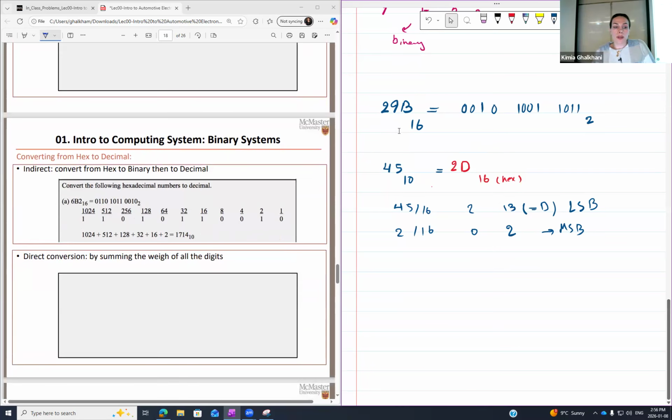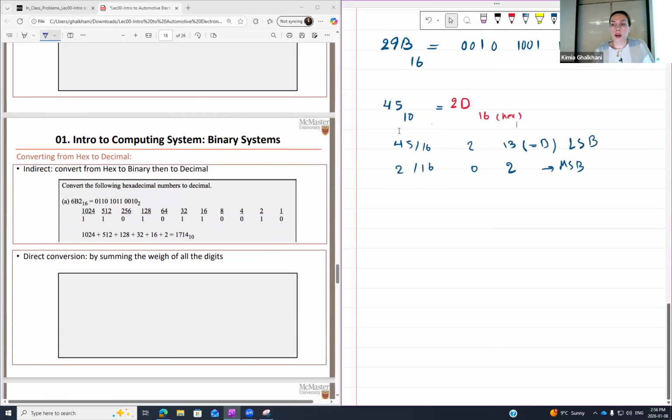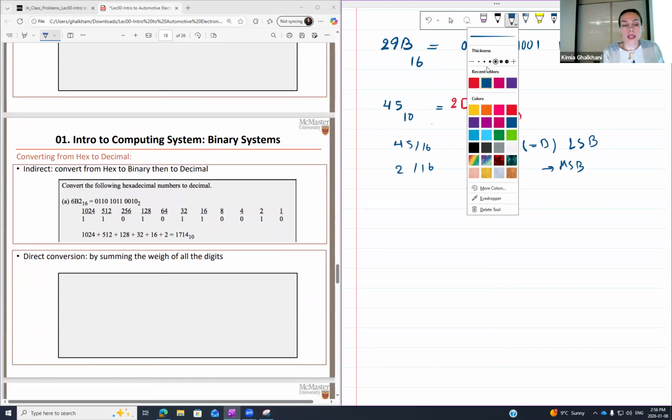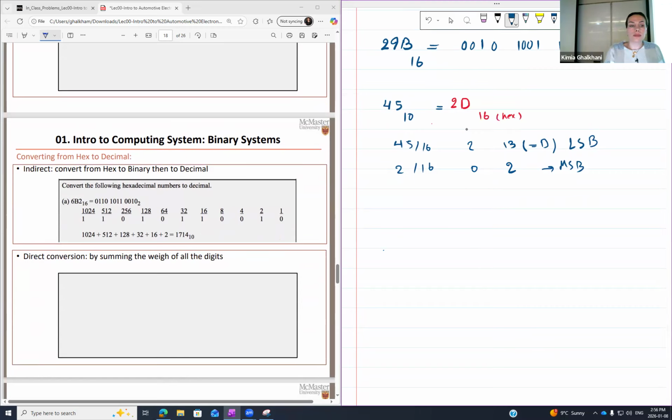Next, let's do another example to make sure everyone is comfortable. Next example, I'm going to convert a combination of letters and numbers to make it a bit more complex. So I'm going to convert 6B2. And this one is again hex, base 16. I'm going to convert it this time to binary first, and then binary to decimal. That's the second method.